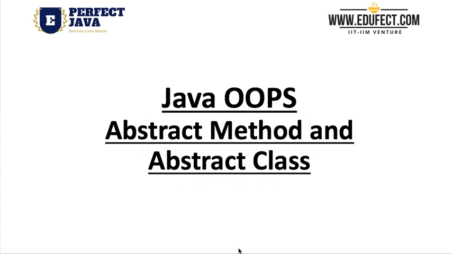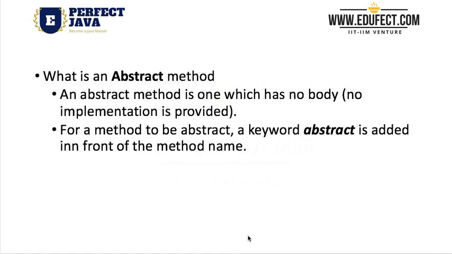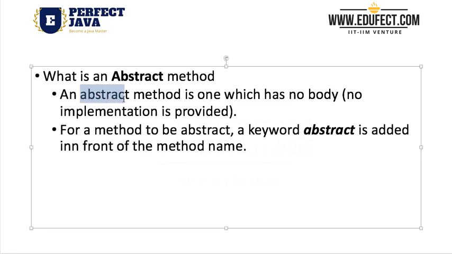In this lesson, we will learn about abstract method and abstract class. So what is an abstract method? An abstract method is one which has no body, which means there has been no implementation provided to such a method. And for a method to be abstract, a keyword abstract is added in front of the method name. Okay. So two things. First, this method has no body, which means no implementation. And second, a keyword abstract is added in front of the method name.